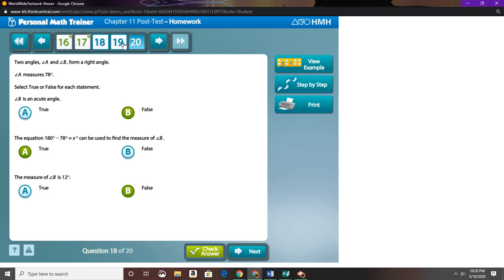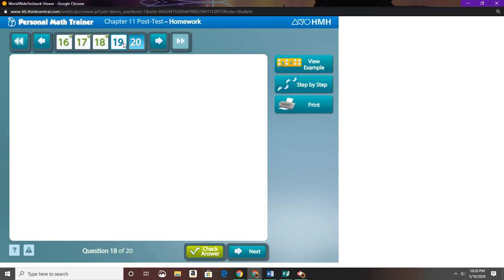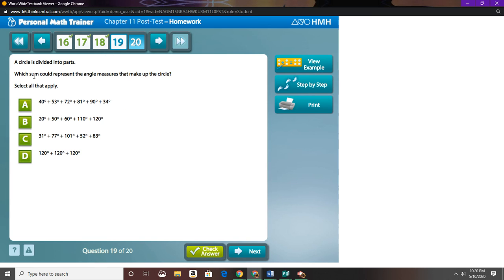Question 19 also had 5 people that missed it. Which sum could represent the angle measures that make up a circle? Select all that apply. Well, I'm going to start with the easy one here. 100, 100, 100, that's 300. 20, 20, 20 is 60. So that is definitely 360 right there. But are any of these other ones? Well, let's see here. Not really an easy way to look at that.